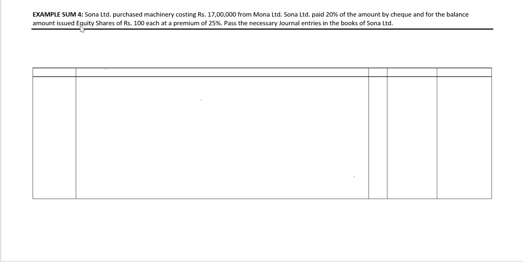Example sum 4. Sona Limited purchased machinery costing rupees 17 lakh from Mona Limited. Sona Limited paid 20% of the amount by cheque, and for the balance amount issued equity shares of rupees 100 each at a premium of 25%. Pass the necessary journal entries in the books of Sona Limited. Solution.